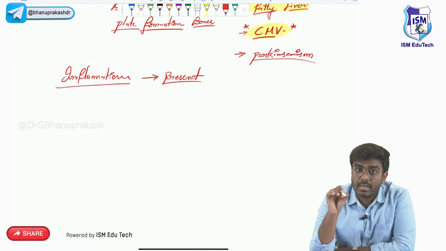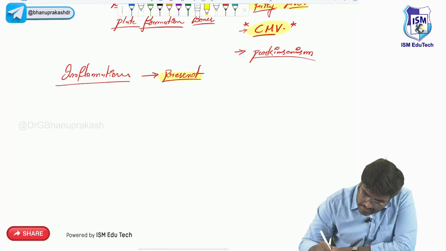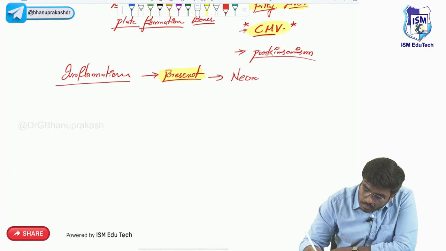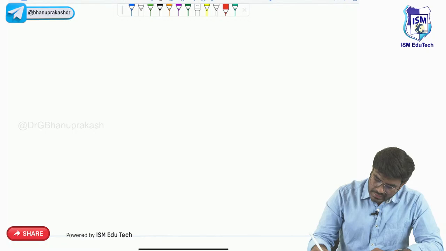But here, morphologically, you can actually see the inflammation. So, inflammation is present, right? So, that is the reason why we are putting the name necroptosis. Why? Because inflammation is seen after the cell death. Now, after this, what is the next type of cell death which we have to discuss?